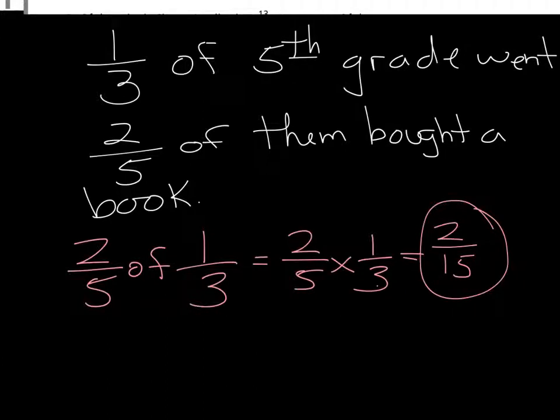If I knew how many 5th grade students we had, I could multiply 2/15 times that number, might be somewhere around 130, and we could tell an actual number of how many students bought a book. But for now, all we needed to do was come up with the fraction of students who bought a book. That's a simple multiplication problem. Now take a minute and complete your problem on the unit review.